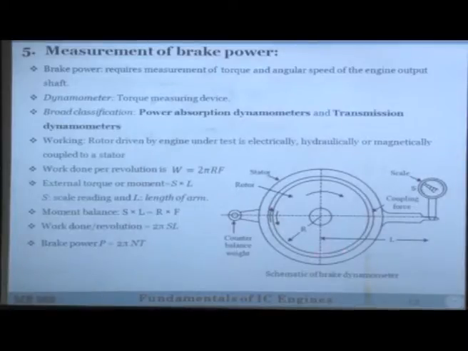In the brake dynamometer you have a shaft and a drum which is rotating, and there is a stator, okay, and there is a coupling force, and then there is a scale, hooked at this. There is a counterbalance. So the shaft is rotating, and some force is being exerted by the stator, which is measured here, and this is the force and this is the length of the arm. The work done per revolution is 2 pi Rf, and the external torque is S, the force being measured, into the length L, and the moment balance is S into L equal to R into F. So basically you can calculate P equal to 2 pi NT here.